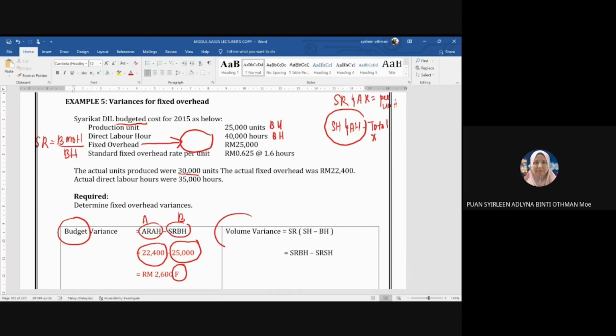Okay, volume refers to the production output. The quantity we actually produced is 30,000, so actual volume is 30,000. Budgeted volume is 25,000. I wanted you to produce only 25,000 with the cost I gave, but with that cost you managed to produce 30,000. That means you can produce more with the same costing. So here I can already see it is favorable. So from here we already know our answer will be F.